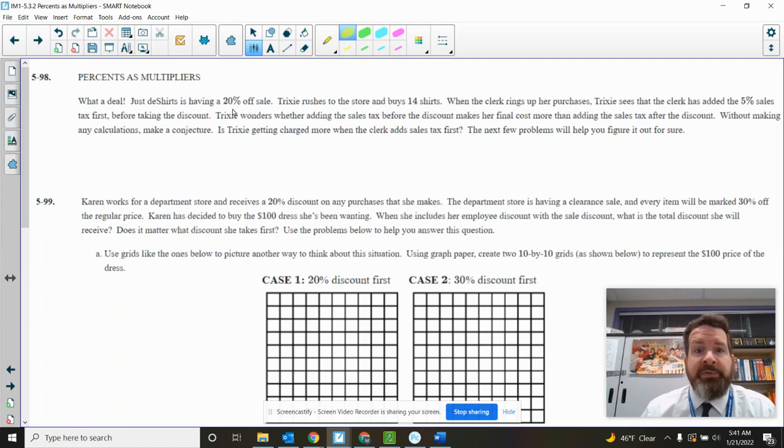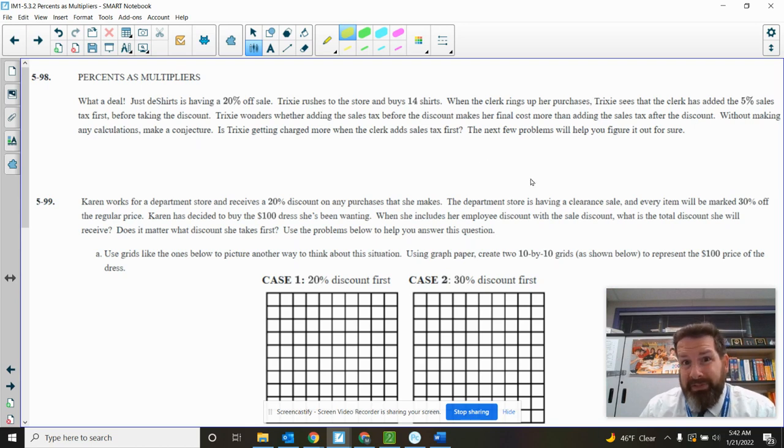So we're looking where we have a 20% off sale. Trixie is going to buy some shirts. And there's also sales tax. You've encountered sales tax, right? So if something costs $1 and you got a 5% sales tax, you actually get charged $1.05 because of that sales tax percent increase. Now, the question here is, Trixie sees that the clerk put the sales tax on first, making the overall cost go up, then took the 20% sale discount off. And Trixie wonders, hey, does that make a difference?